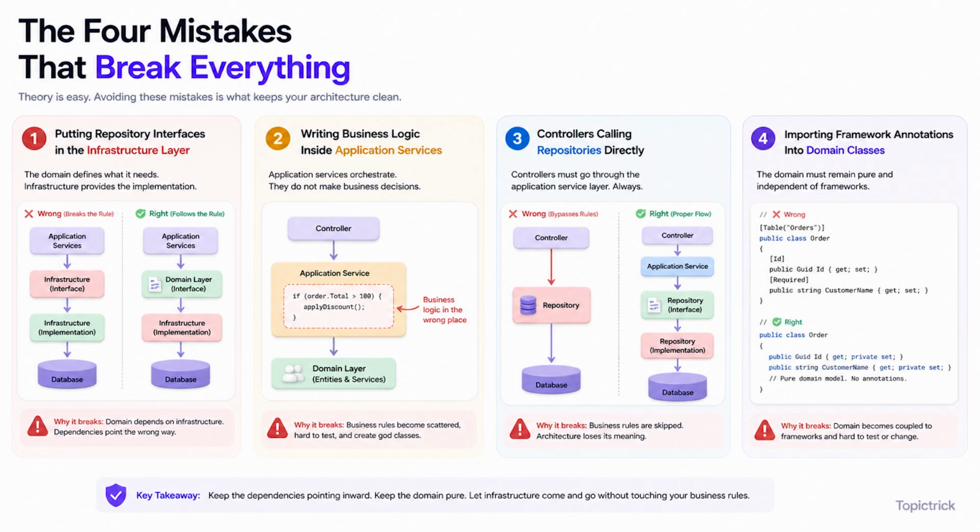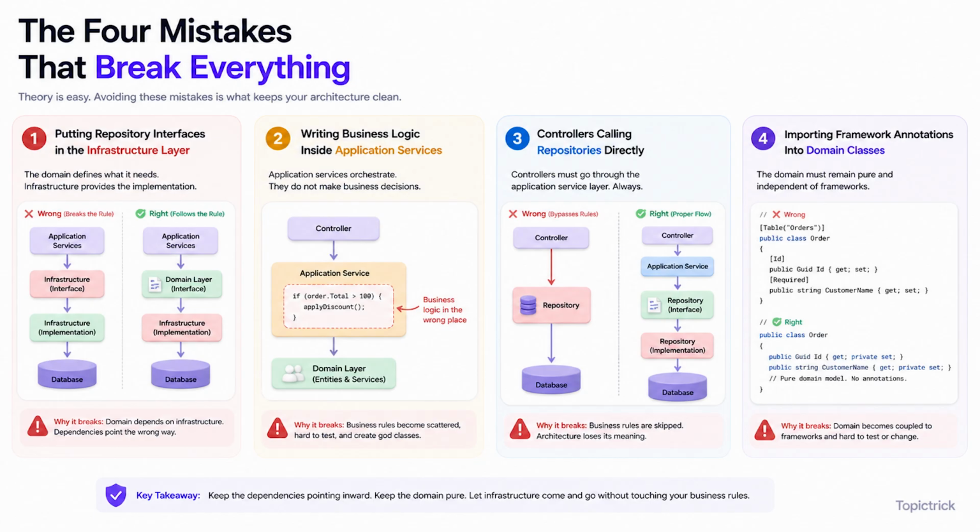Mistake 3. Controllers calling repositories directly. A controller calling a repository bypasses the application service completely. Business rules in the application service get skipped. The architecture loses its meaning. Controllers must go through the application service layer. Always.